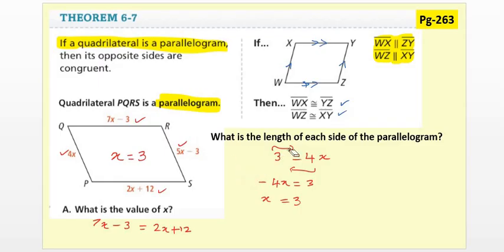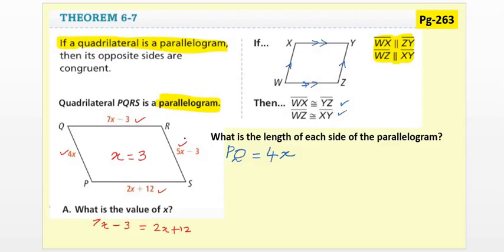Now they said what are the lengths of each side of the parallelogram. Maybe in the quiz or in the exam they will not ask you to find all the measurements of all the sides. Maybe simply they will ask you how long is PQ or how long is RS, right? So let's say first of all, if we want to find PQ, the value of PQ is 4x.